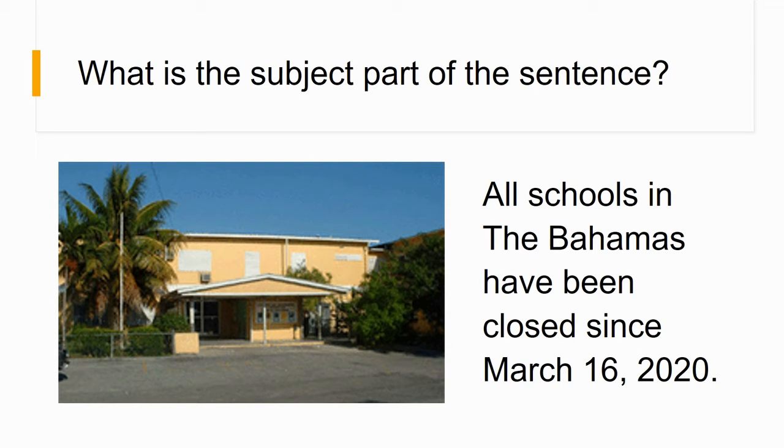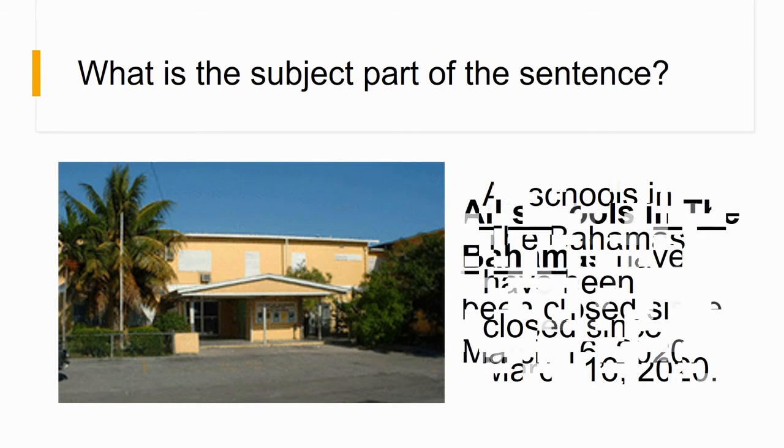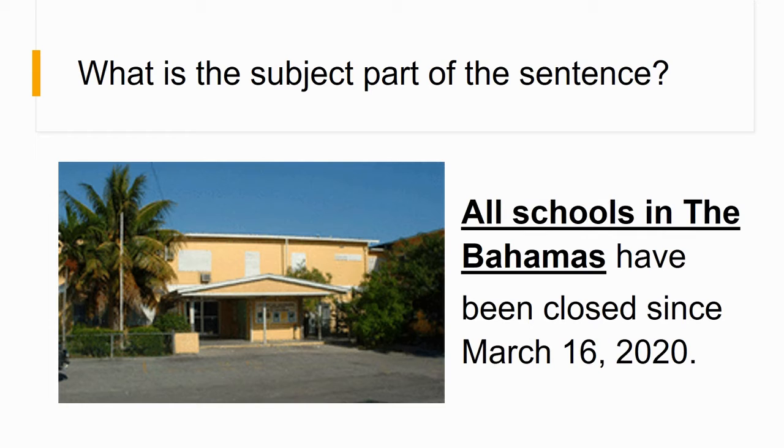Let's read this example together. On the count of 3. 1, 2, 3. All schools in the Bahamas have been closed since March 16, 2020. Now you may ask yourself, what is the subject part of the sentence? What is the sentence talking about? Who is it talking about? And it's talking about all schools in the Bahamas. That would be considered the subject part of the sentence.